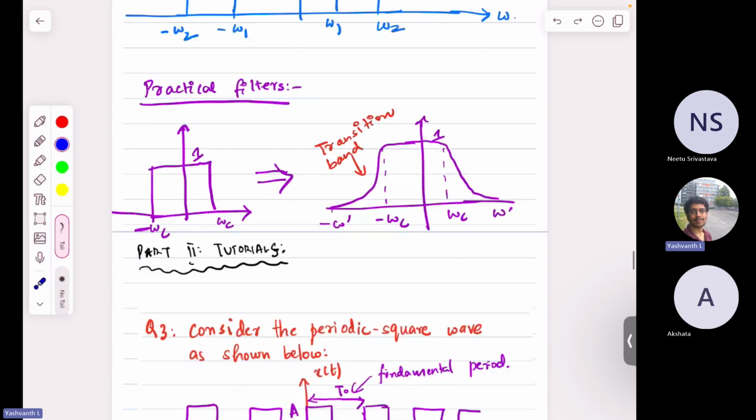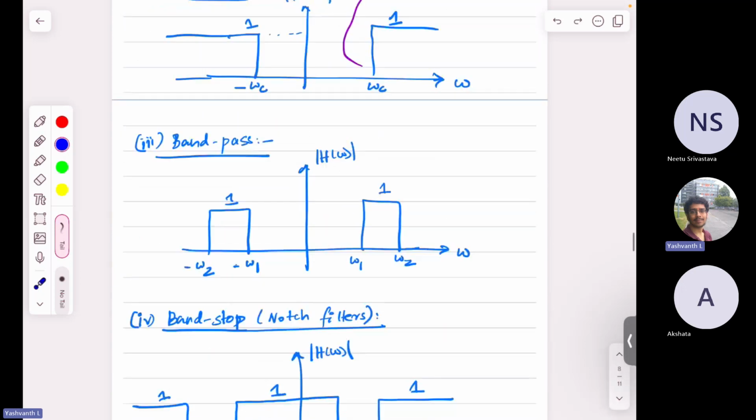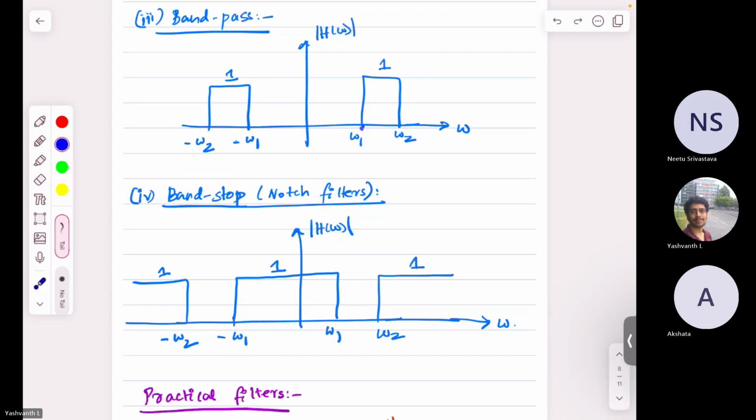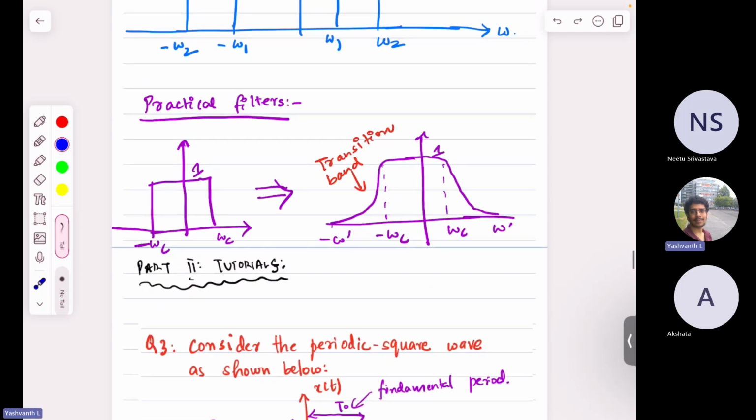However, these are called ideal filters. Why ideal? Because if you have, let's say, omega 1 plus some very small constant, you'll have a unit response, magnitude equal to 1. Any number which is just less than omega 1 will have a 0 response. It's like a sharp transition here. But you cannot realize such systems in practice. So we go for something called practical filters.